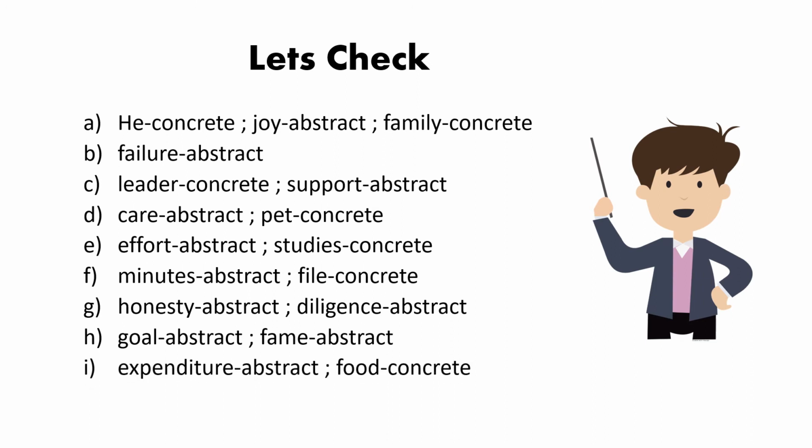In the ninth sentence, there are two words highlighted. Expenditure, abstract noun. Food, concrete noun. In the last sentence, there are two words highlighted. Wealth, abstract noun. Advantage, abstract noun. There are altogether 20 words that are in bold print. Check your answers and see how many points you have scored.